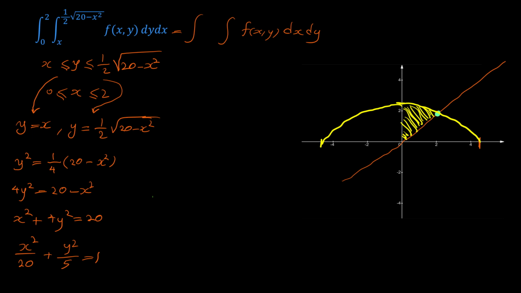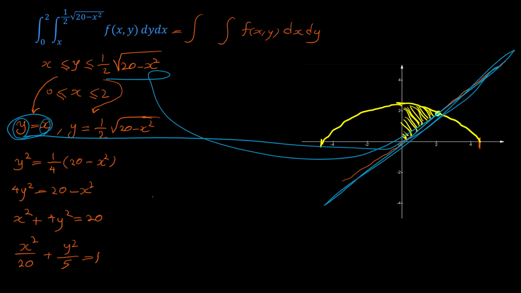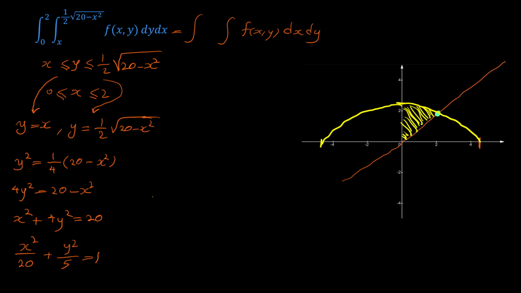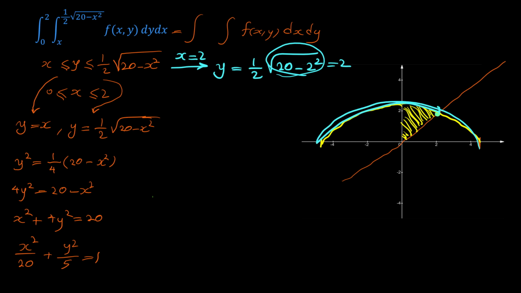It is clear that if we plug in 2 here, y is 2. So this line passes through (2, 2). Let's check that this ellipse also passes through (2, 2). If we plug in 2 for x in this equation, y equals 1/2 radical 20 minus 2 to the 2. 20 minus 4 is 16. Square root of 16 is 4. 4 times 1/2 is 2. So this ellipse also passes through this point. So they intersect at (2, 2).